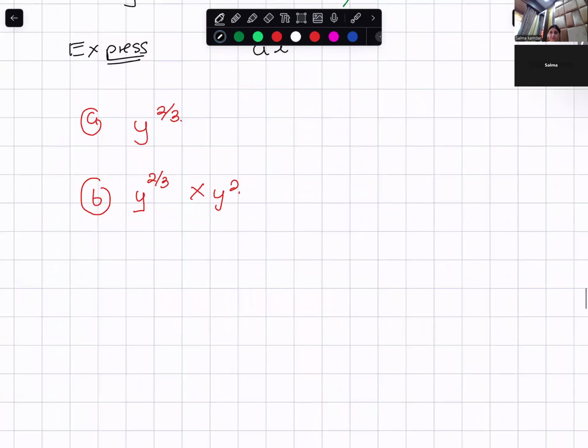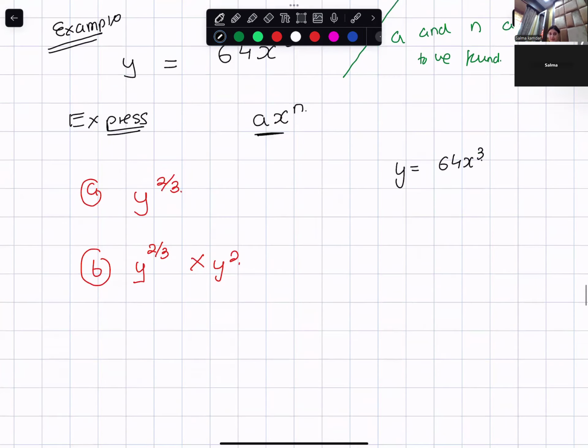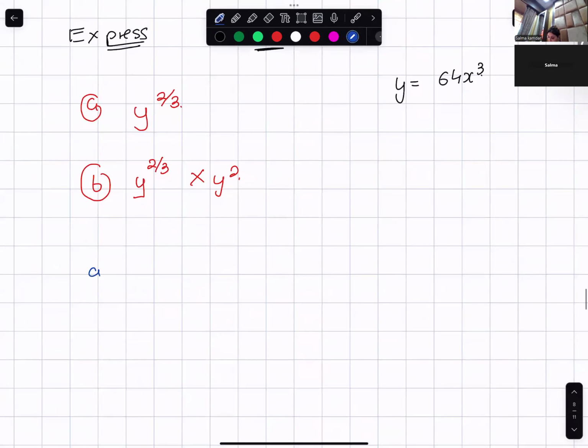Please remember that a and n are integers to be found out. You have to find out a and n. And they have given you that y is equal to 64x cubed. You have to express it in the form of ax raised to n. So your first part, the a part, we are solving.